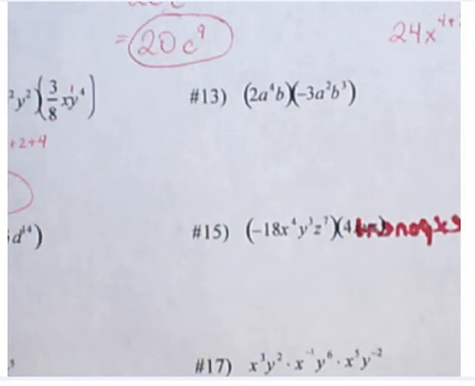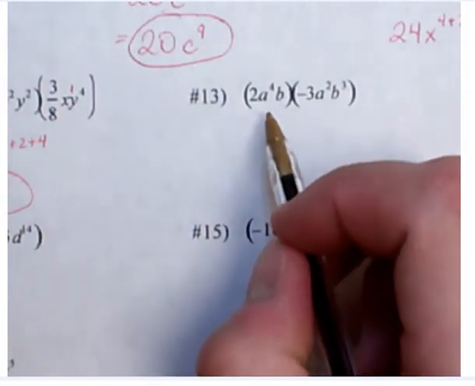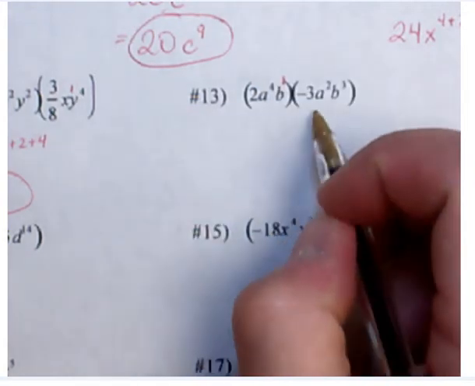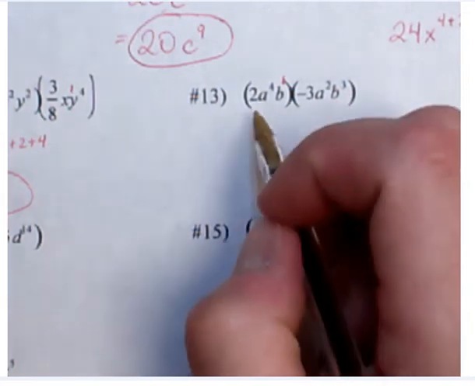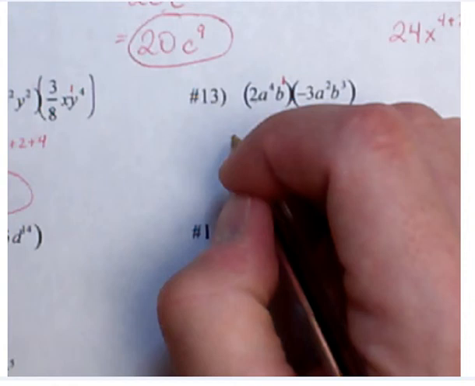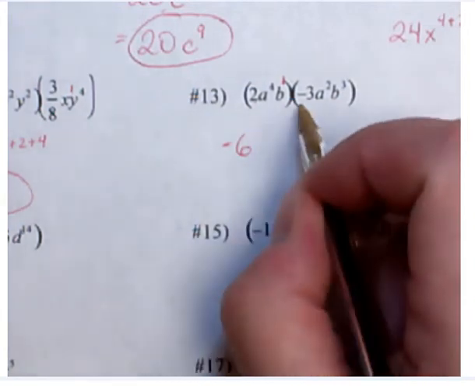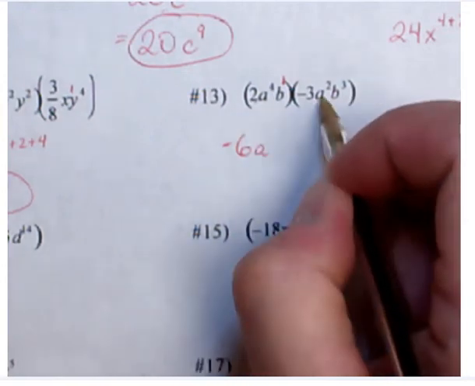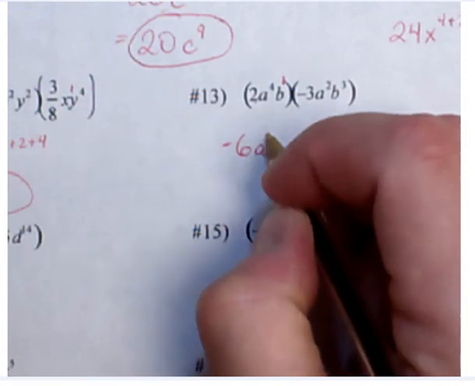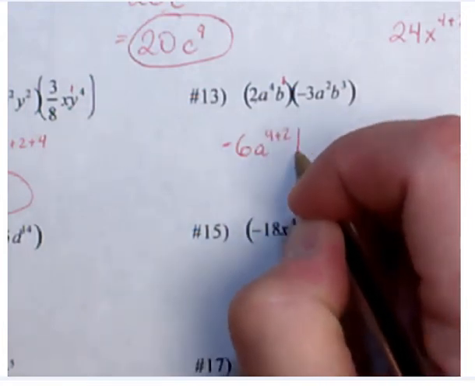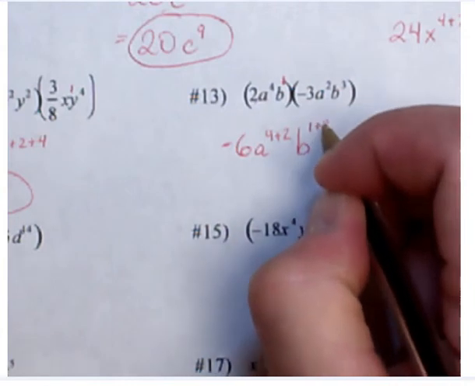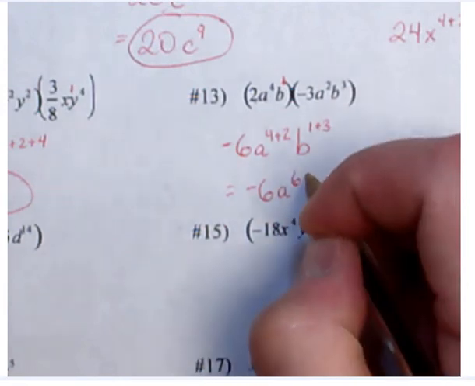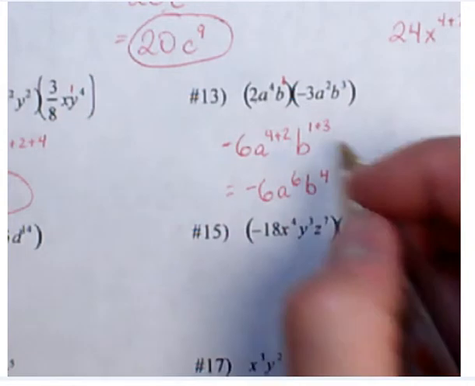Let's do 13. 2a to the fourth, b, I'm going to put a 1 there, b to the first, times negative 3a squared b to the third. All right, let's start with the coefficients. 2 times negative 3 is negative 6. Variables, we have an a. A to the fourth times a to the second, keep the base, add the exponents, 4 plus 2. For the b's, keep the base, add the exponents, 1 plus 3, and we get negative 6, a raised to the 6th power, b to the 4th. That's it.